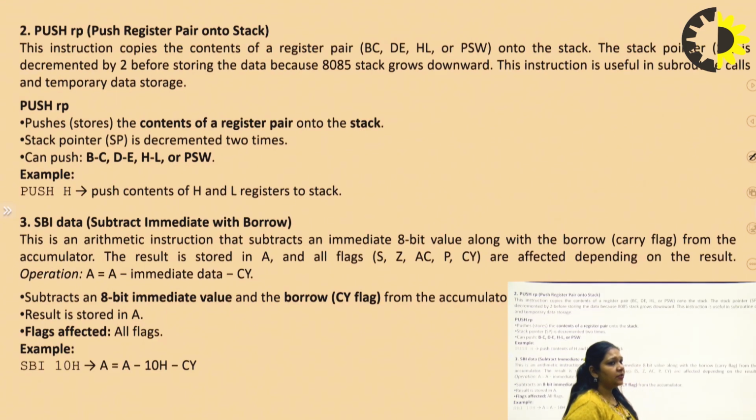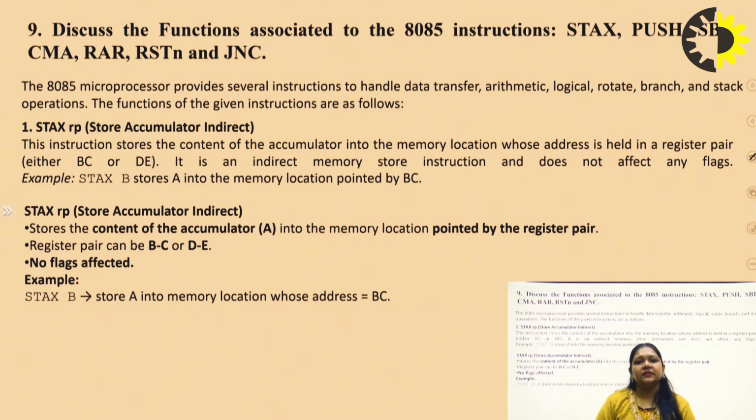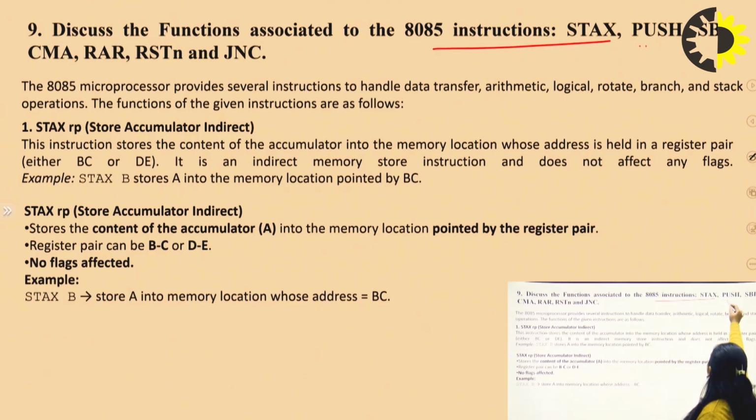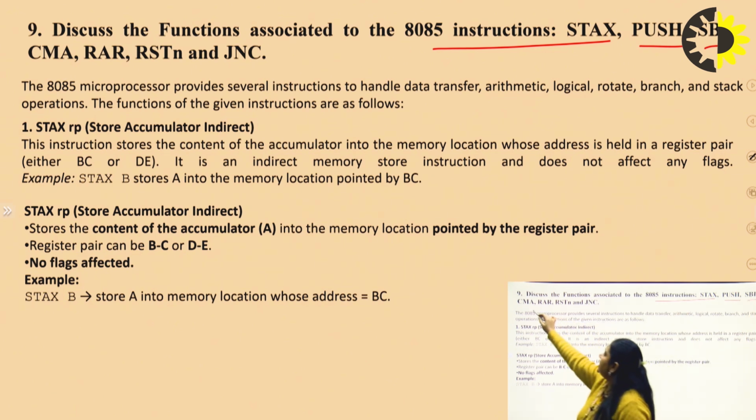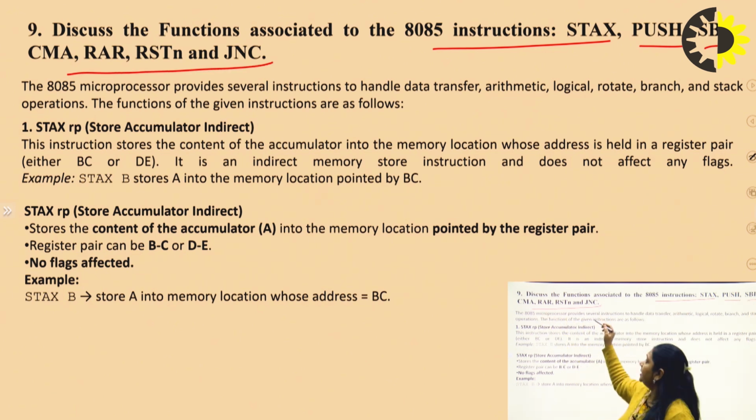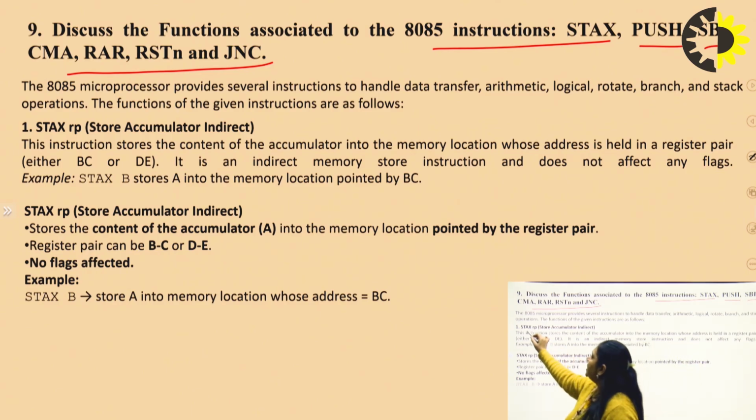The next question was question number 9. Discuss the functions associated with the 8085 instructions. These are some instructions which were given: STAX, PUSH, SBI, CMA, RAR, RSTN and JNC. We'll discuss them one by one. First of all, STAX RP.